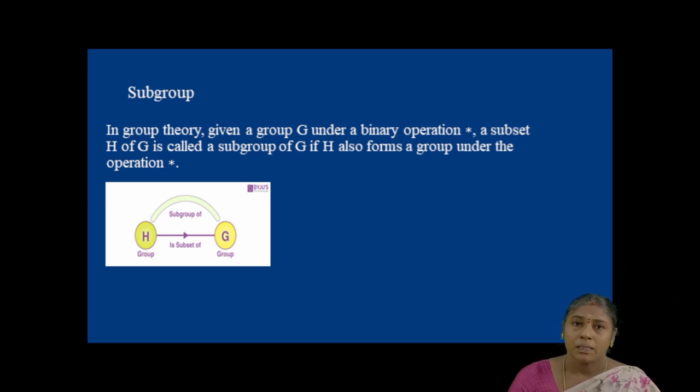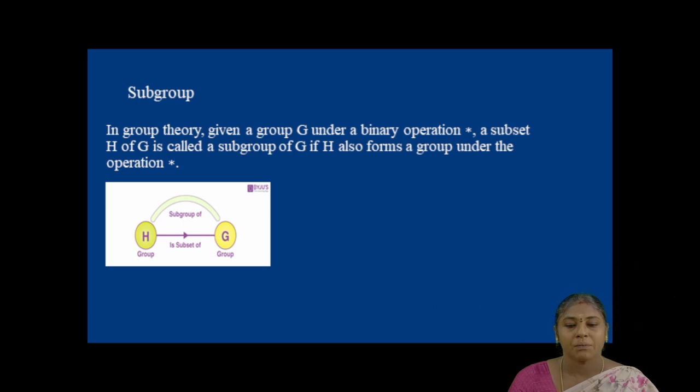A group means it should be closed under a binary operation star. It should be associative, it should satisfy the associative law, and then there should be an identity element in the group, and an inverse element also should exist in a group. So, if a subset H satisfies all the properties of a group G under the binary operation star, then H is called a subgroup of G.